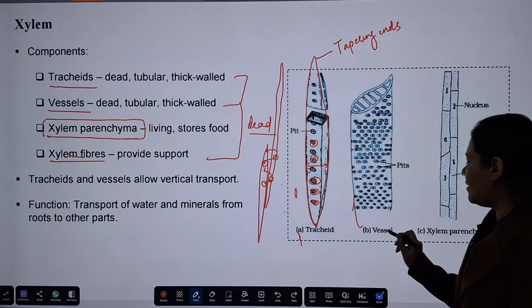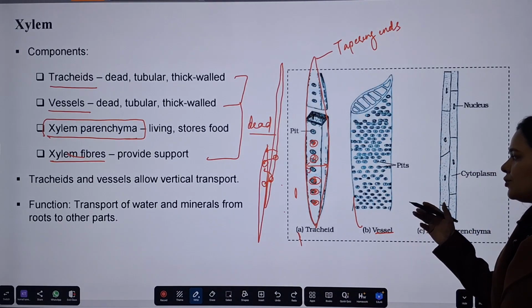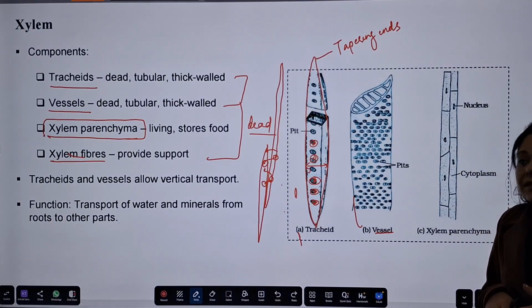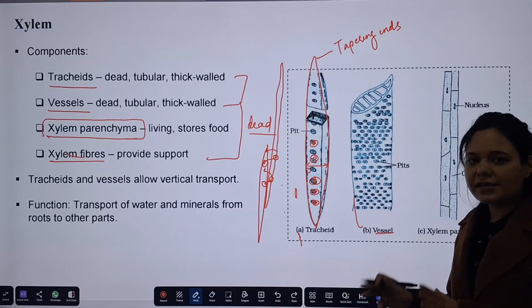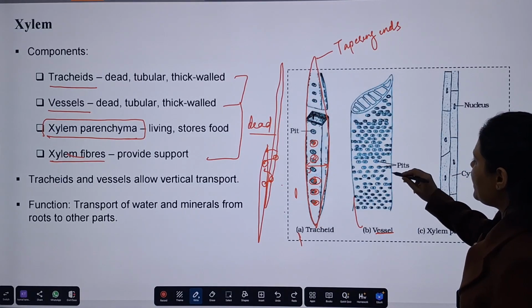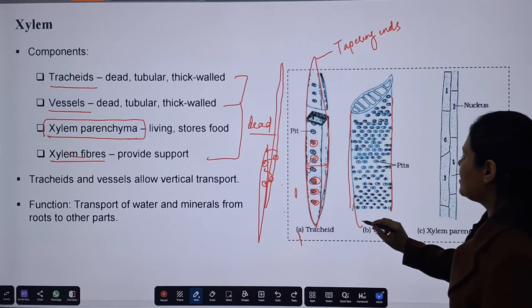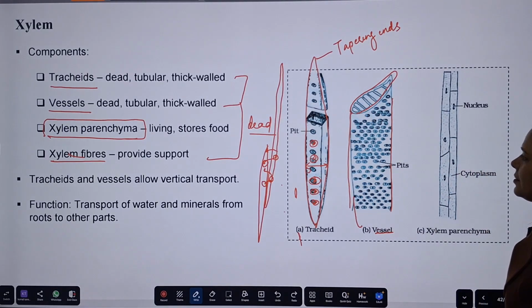Now coming to the second member, vessel. Tracheids are dead cells. Similarly, vessels are also dead cells. They do not have nucleus, cytoplasm, organelles. They are dead cells and their walls are lignified. Lignification in the cell wall is there. These are vessels. These are shorter compared to tracheids, but have larger diameter compared to tracheids.